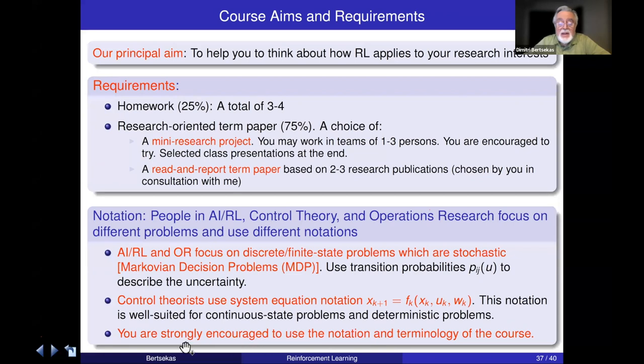Now, I strongly encourage you to use my notation and my terminology for the course. The reason is that if you talk to me using different terms, and you write for me using a different notation, I will just not be able to understand it. There's a language problem here, and it can impede communication very much. So I strongly encourage you to understand the meaning of the terms as I use them, and also use my notation. Please try to make an effort.